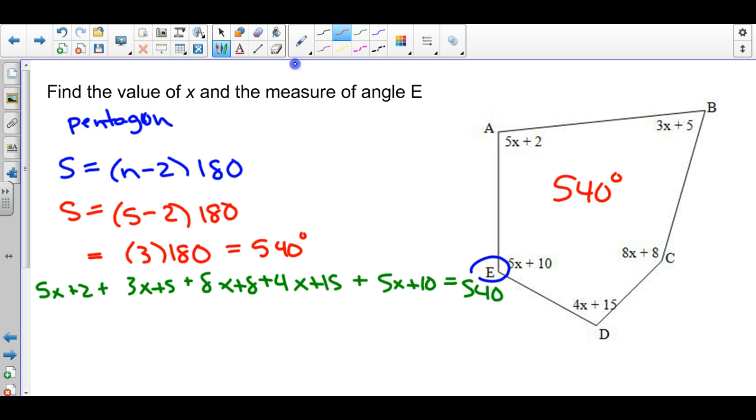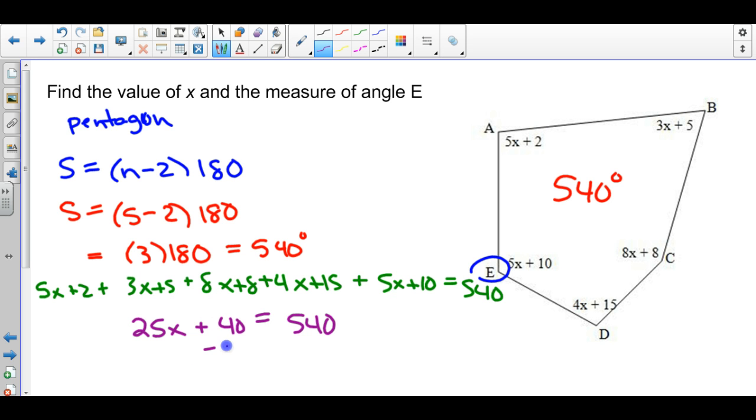So it looks like a really big, long, complex formula, but we're just going to combine our like terms. So I'm going to start with x's. We're going to take 5x plus 3x, which is 8x. If I add another 8x, that's 16x. Add 4, that's 20x, and then I'll add the 5. So I'm going to have a total of 25x, and then I'm going to add the whole numbers. 2 plus this 5 is 7. I add the 8 to get 15, add another 15 gets me 30, and add the 10 and I get 40. So I'm going to set that equal to 540, and now we just took this really long giant equation and made it look a little bit nicer.